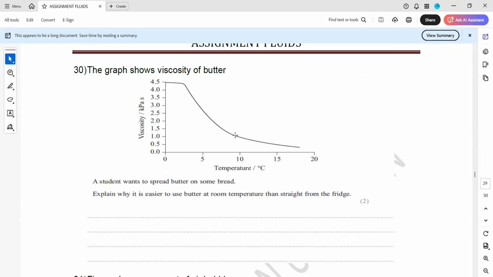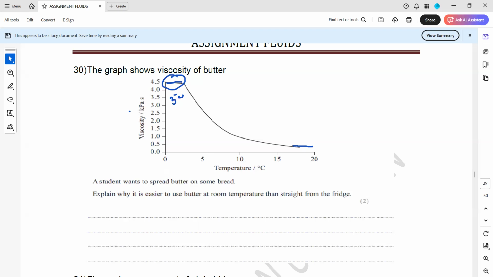Check the graph. What graph is shown here? From the graph, you can see the viscosity. What happened to the viscosity of the butter? There's a smaller change in viscosity for about 2 to 3 degree change in temperature. But when the temperature changes from 5 degrees to room temperature, there's a drastic change in viscosity. The viscosity decreases. As the viscosity decreases, what will happen to the fluid? The fluid can flow easily, like the butter can flow easily, or it can easily spread on the bread.